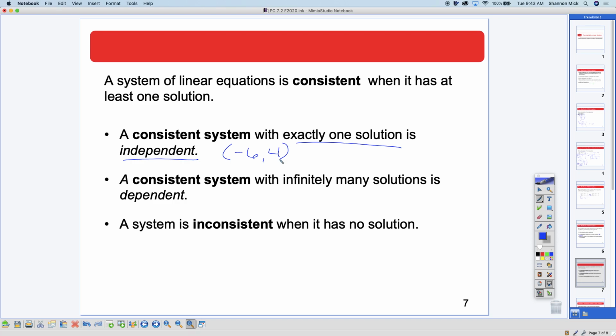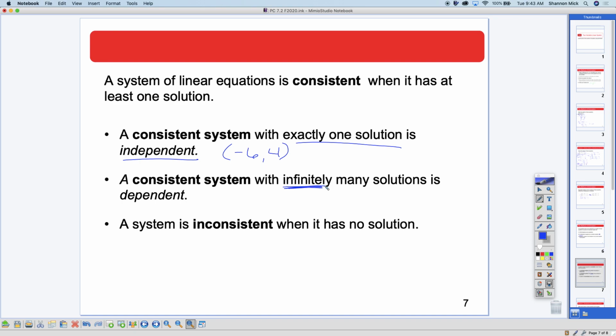Now, a consistent system that has infinitely many solutions is called dependent. So infinitely many says that I could come out with infinite many points as solutions. So we'll write an equation for your x and your y that you can find. If you pick an x, then you plug it in the equation. You'll see, not yet, but we're going to do it.